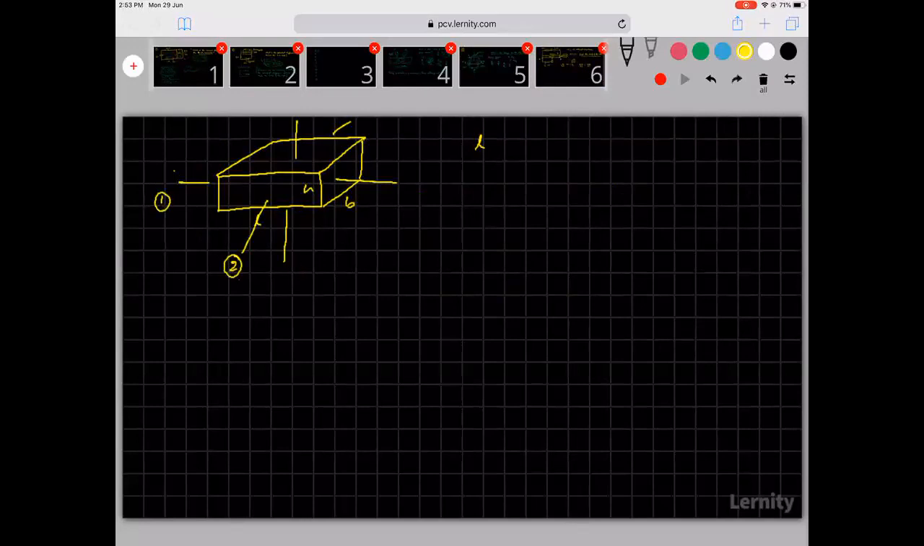I can use different colors for that, doesn't matter. Then this way. Suppose R1 is the resistance here, R2 is the resistance here, R3 is the resistance here. The question is, what is R1 is to R2 is to R3?